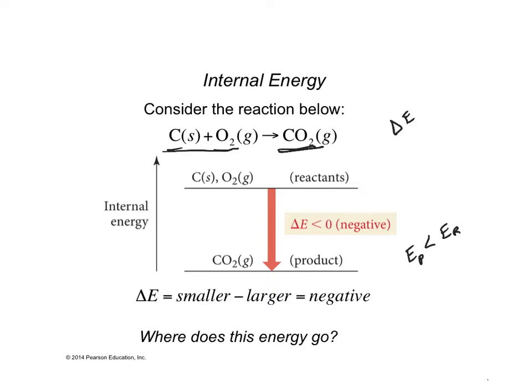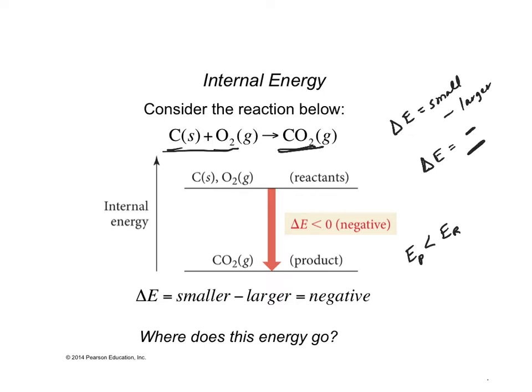If I'm looking at the change in internal energy for this reaction, what is going to be my sign? If products have a smaller value of internal energy than reactants, so here we're going to have a smaller value that comes first minus a larger value. So overall, what is going to be the sign of this change in internal energy? Negative, right? So if we do have a reaction where our products have a lower internal energy than our reactants, then we're going to have this overall negative change in internal energy, okay?